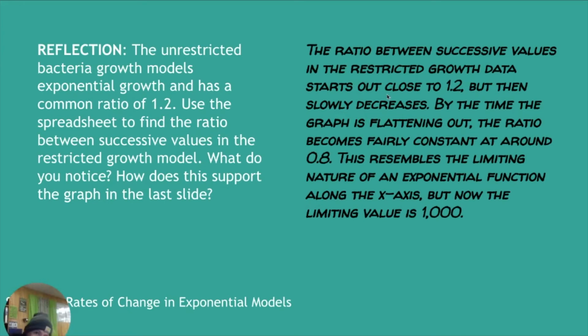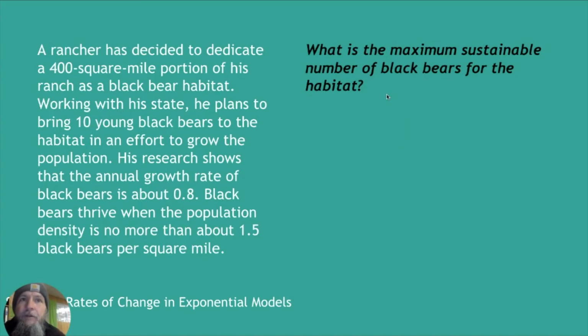And it decreases to a point by the time the graph's flattening out, it becomes constant around 0.8. It resembles the limiting nature of an exponential function along the x-axis. But now the limiting value is 1,000. Okay? What's the maximum sustainable number of black bears for this habitat?